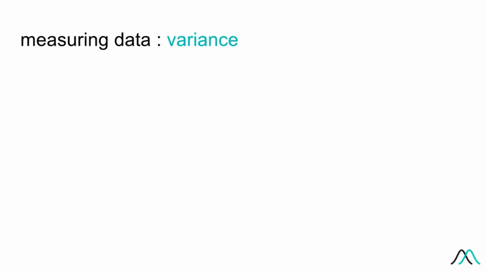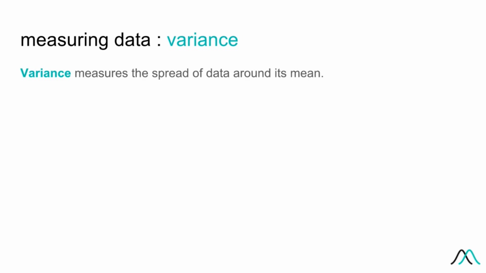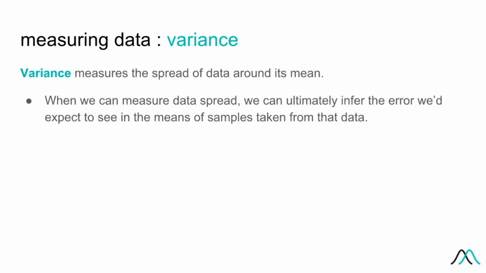This variation, or multiple outcomes in data we've been talking about, has a formal name: variance. Variance measures the spread of data around its mean, and it's very important in understanding statistics, so make sure you feel you have a good understanding of this slide before moving on. Variance is the measure we use to model the spread of data around its mean. It's the average we use to capture how spread out the data is with one number. Why is it important? When we can measure data's spread, we can ultimately infer the amount of error to expect in the means of samples taken from that data.